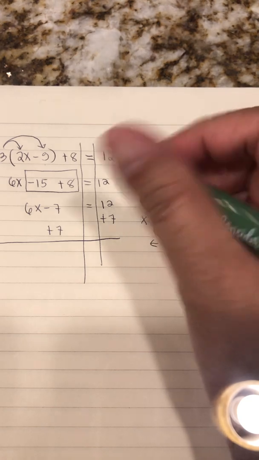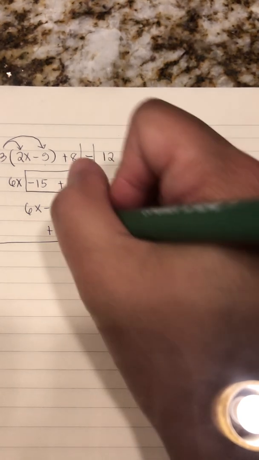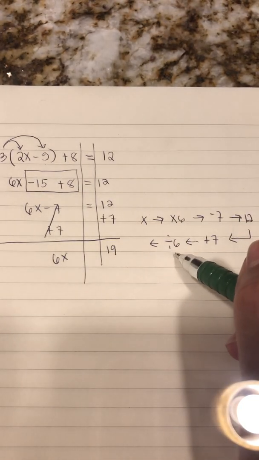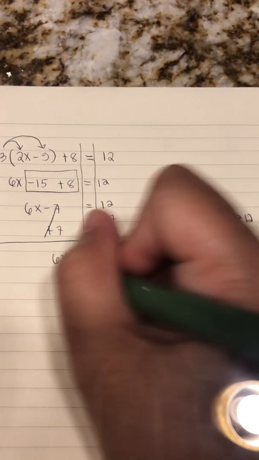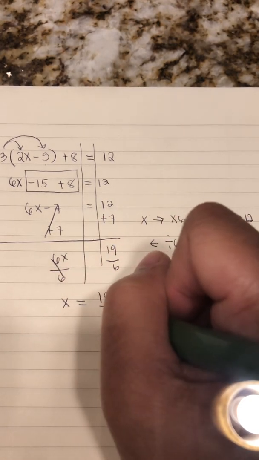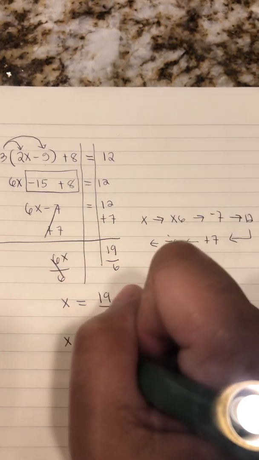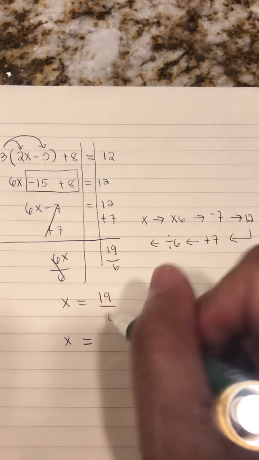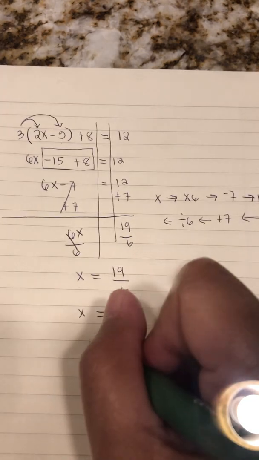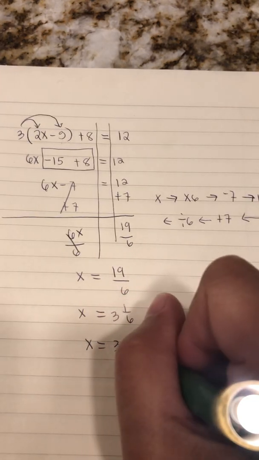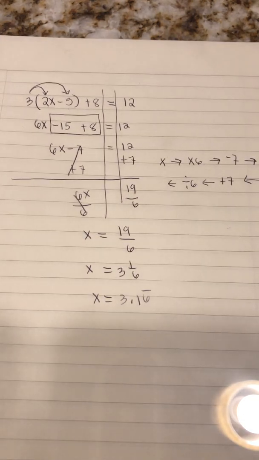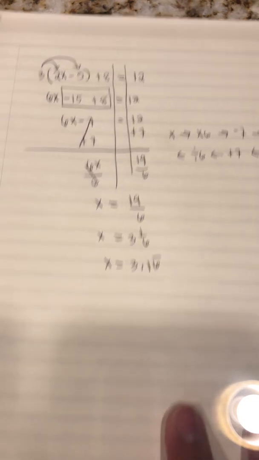So 12 plus 7 is 19. And now I have 6x. The next step is divide by 6. So x equals 19 over 6, or x is equal to 3 and 1/6, or x is equal to 3.16 repeating. Okay, so now let's do more examples.